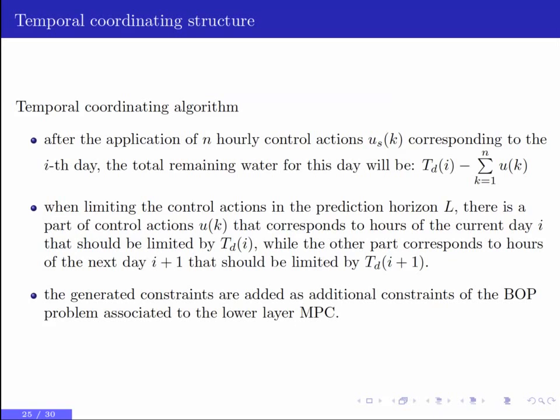It works like this. If U_s represents control action corresponding to the ith day, the total remaining water for this day will be TD minus the sum of U. And in the control horizon, the sum of the control actions corresponding to the current day i should be limited by TD_i, while the other part corresponding to the next day should be limited by TD_{i+1}. Finally, the generated constraints are added as additional constraints to the basic optimization problem associated with the lower layer.